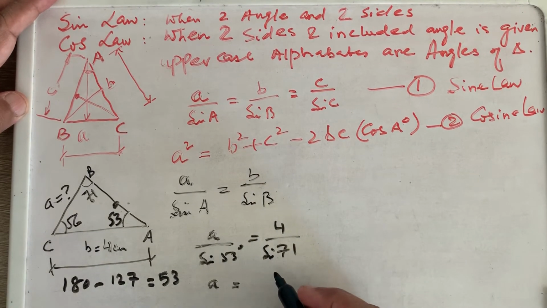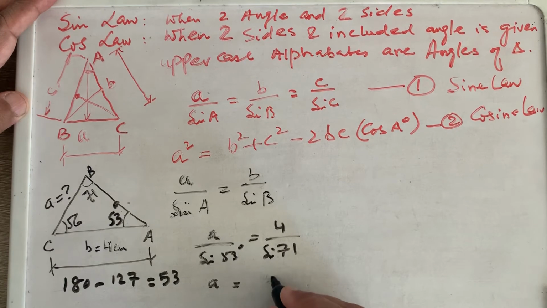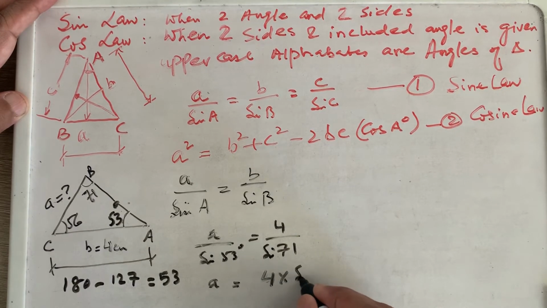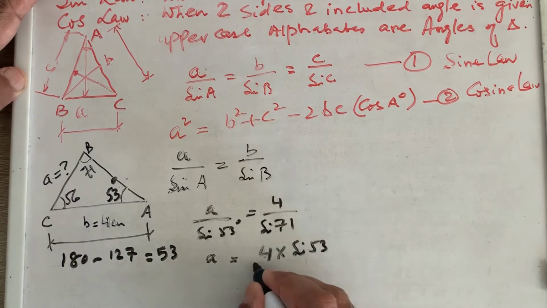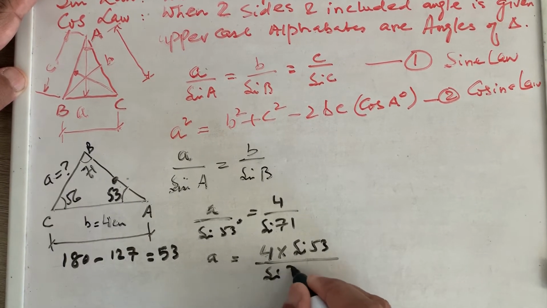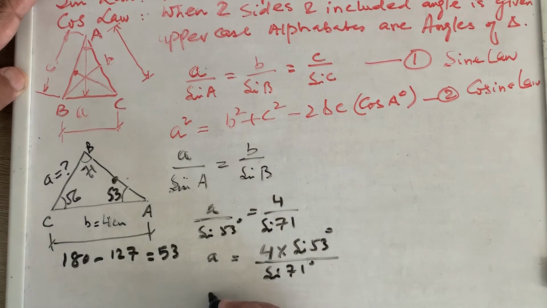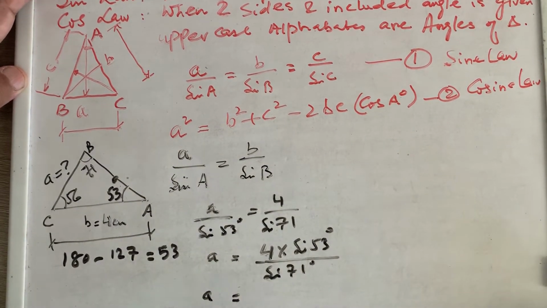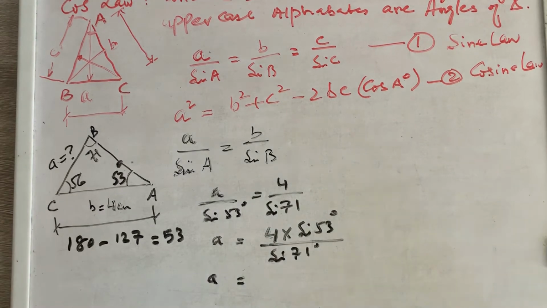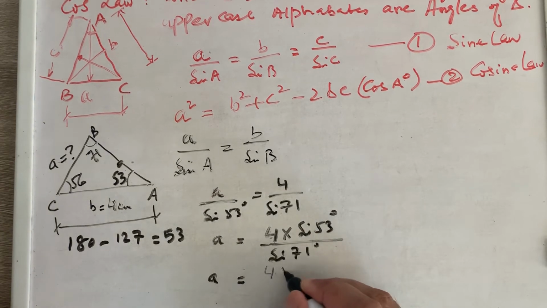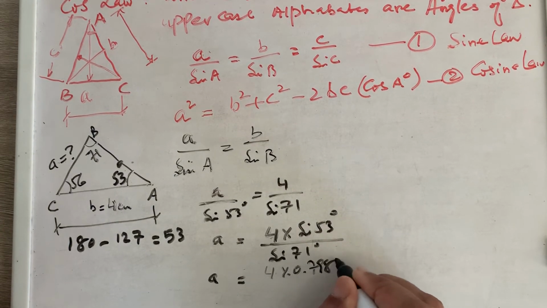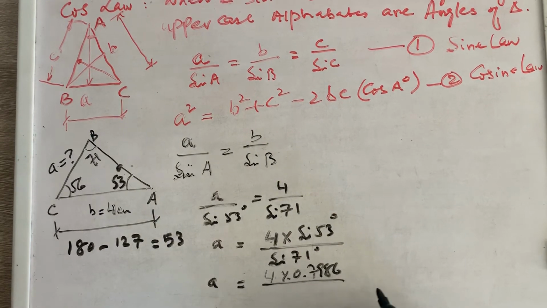We can manipulate it either way. So I can say that a is equal to 4 times sine 53 divided by sine 71. Now I can take up the sine values and simplify the fraction to get the value of a. So let me check sine 53 for you. Sine 53 equals 0.7986. So 4 times 0.7986, do it with me, and then you have to divide it by sine 71.